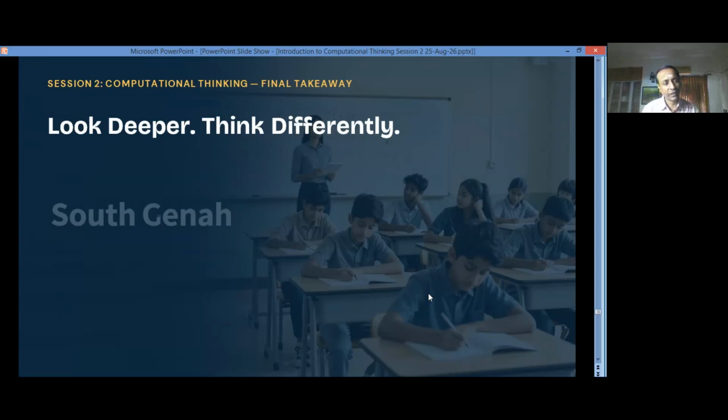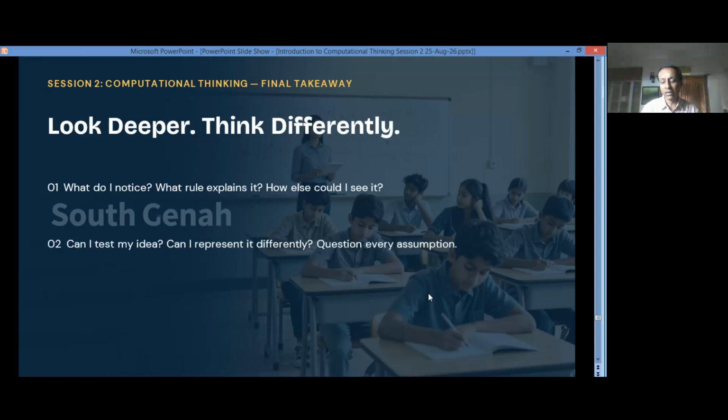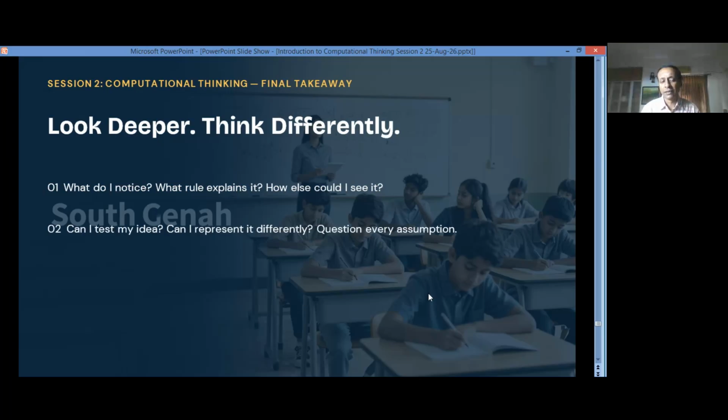So the takeaway, if you look at it, is to look deeper, think differently, and ask what did we notice? What are the rules that explain it? Is there only one rule that defines the pattern? Can we come up with alternate rules? And once we come up with a rule, can we test the idea? Can we test the rule? Can the same sequence be represented differently? Can we question our initial assumptions?